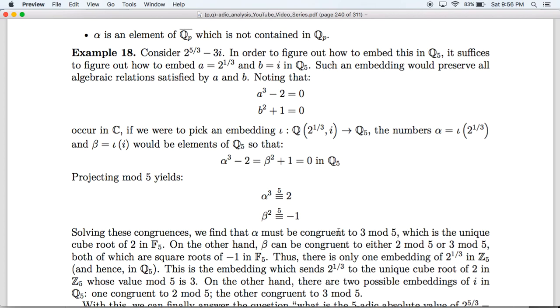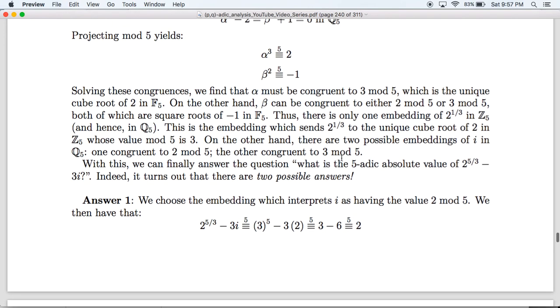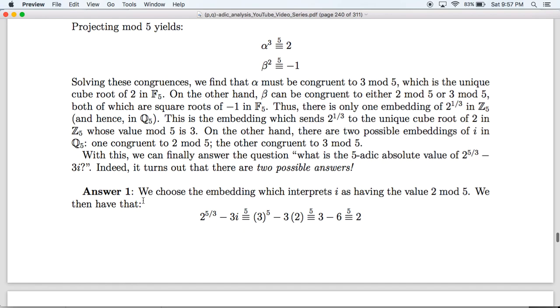One that's going to make I congruent to 2 mod 5. The other is going to make I congruent to 3 mod 5. With this, we can finally answer our question: what is the 5-adic absolute value of 2 to the 5/3 minus 3i? Indeed, it turns out that there are two possible answers, and that's because there are two possible embeddings. The first answer is we choose the embedding which interprets I as having the value 2 mod 5. Well then, 2 to the 5/3 mod 5, the cube root of 2 is 3, so this is going to be 3 to the 5th mod 5, and our choice of I is 2, so this is 3 to the 5th minus 3 times 2, which is congruent eventually to 2 mod 5.